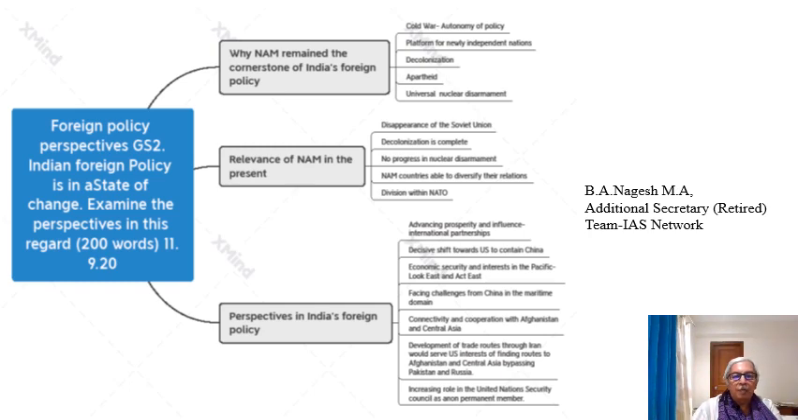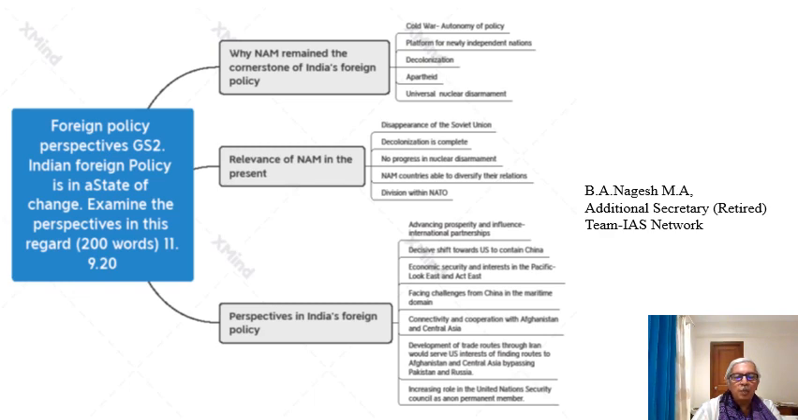Today we are having a discussion on international relations, foreign policy perspectives. International relations is a part of General Studies paper 2. As I told you earlier, General Studies paper 2 consists of 3 units: polity, governance and international relations. International relations carries a consistent 60 to 65 marks every year.